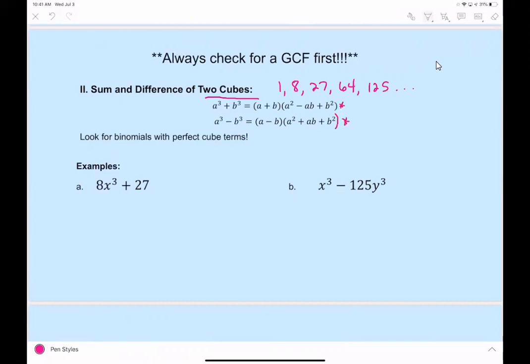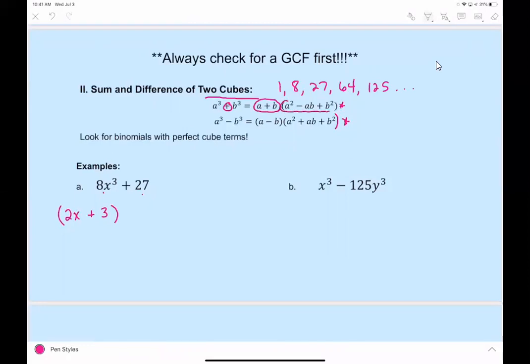So what we'll do to break it down, these are cubes. This first example, I'm going to take the cube root of each term here, and I'm going to place it in the first factor in the binomial. Well, the cube root of 8 is 2. The cube root of x cubed is x. I'm going to bring a plus down since it's a sum, and I'm going to do the cube root of 27, which is 3. So what we've done here is we've done this first part of our formula.